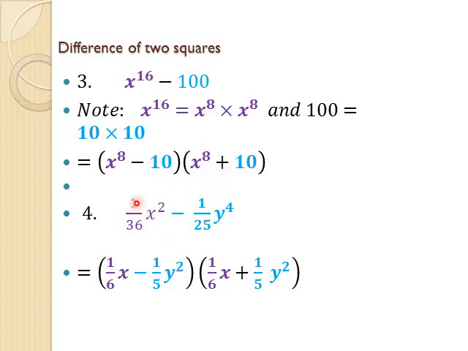Look at problem number 4, fraction format. 1 is simply 1 times 1. 36 you should know is 6 times 6. 1 there is 1 times 1. 25 is 5 times 5. x squared is simply x times x. y to the power 4, y squared times y squared. So there I have 1 over 6 times 1 over 6. 6 times 6 gives me 36. x times x to give me the x squared. One bracket negative, other one positive, because there's a minus sign between these two perfect squares. 1 over 5 times 1 over 5, which gives me 25, and y squared times y squared.